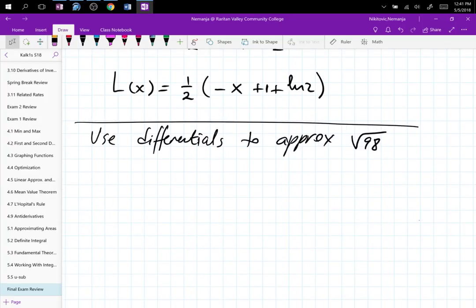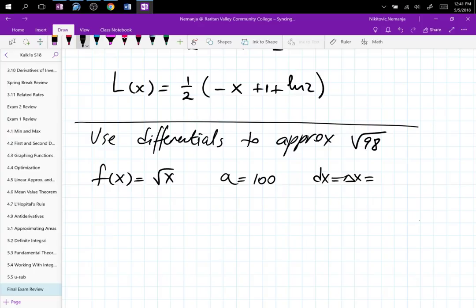So now, when you're looking at this square root of 98, that gives you the function square root of x, and your value a that you can compute without anything is 100. Your dx, which is the delta x, is 98 minus 100, which is negative 2.